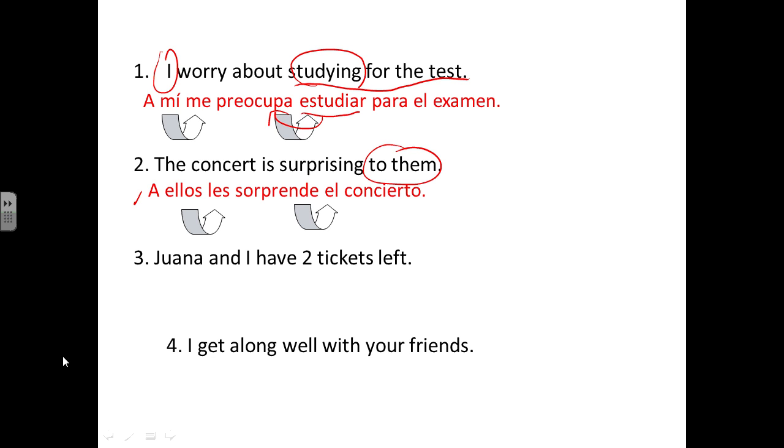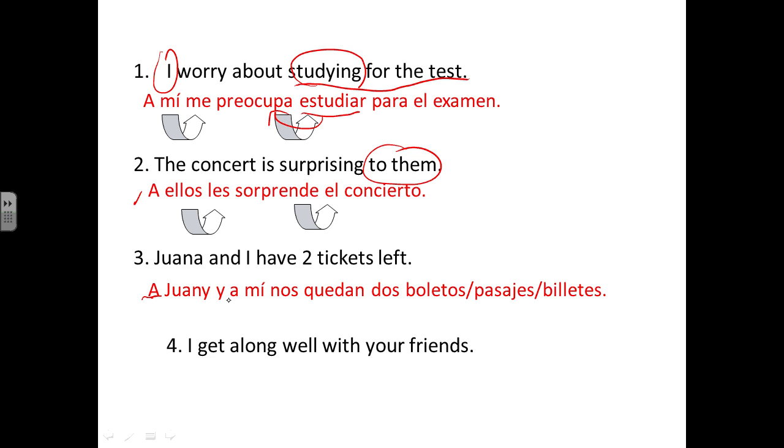Juana and I have 2 tickets left. Juana and I, indirect object. Quedar is to have left. And then 2 tickets es el sujeto. Entonces, tenemos a Juana y a mí. You have to have the a in front of both of them. When you have people in the sentence that are not the subject, you have to have an a. Okay, va con nos, quedan, va con boletos, pasajes, billetes.